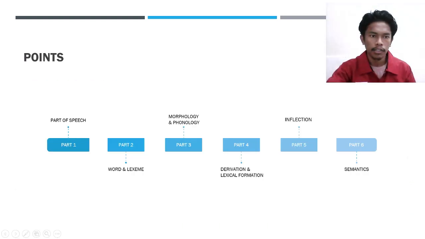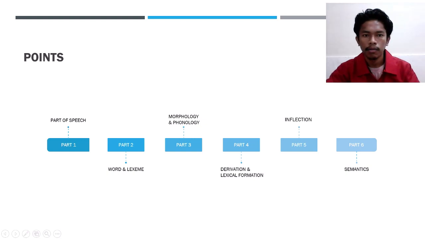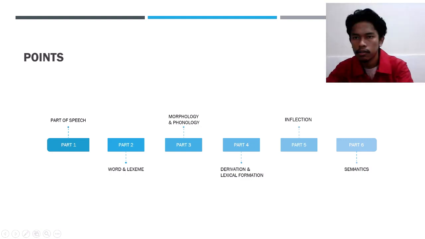Here are the points. First, we're going to explain parts of speech, then word and lexeme, morphology and phonology, derivation, lexical formation, inflectional, and semantics. Next.